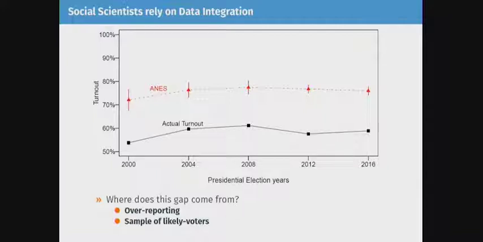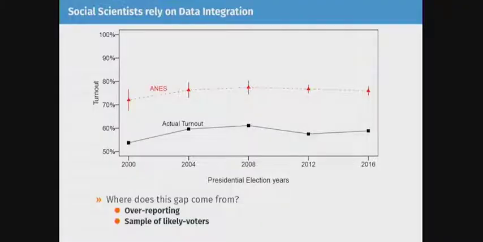There is another set of authors who say it's not about over-reporting. What is happening here is that the people that are more likely to answer these surveys are people that are more likely to vote to begin with. So while you are targeting the voting eligible population of the United States, what you end up with is a biased sample of likely voters.